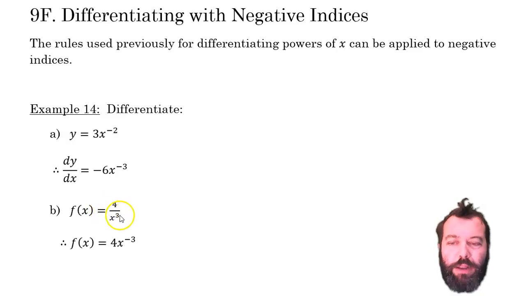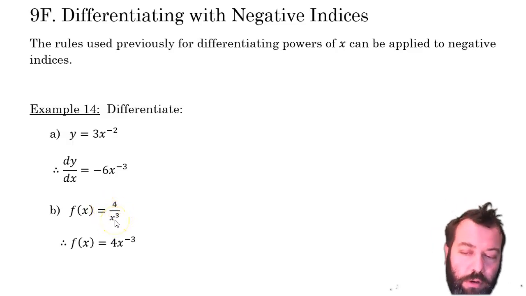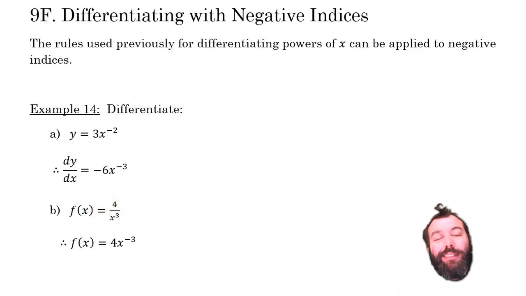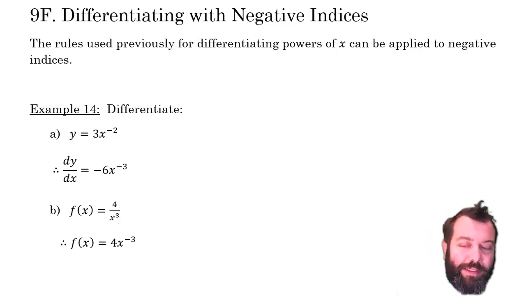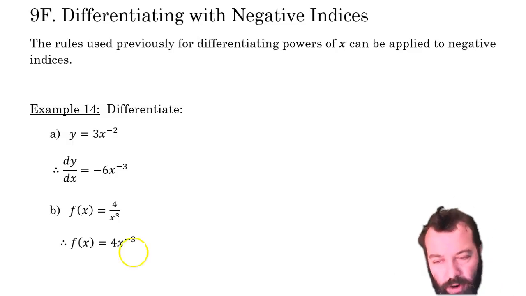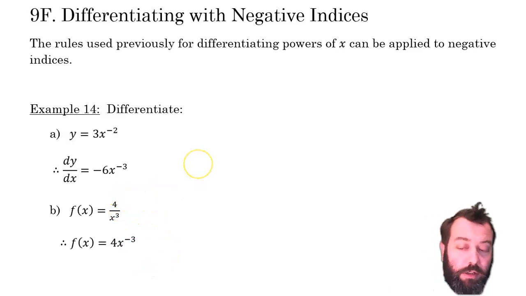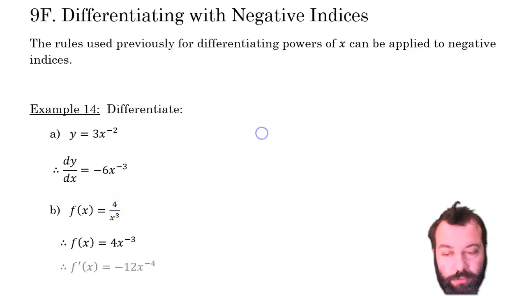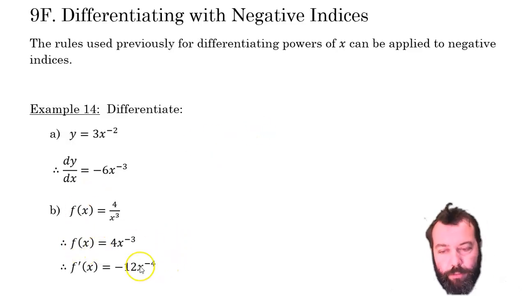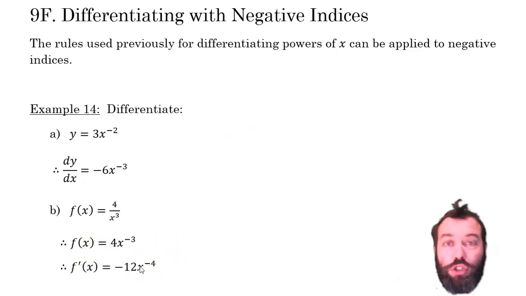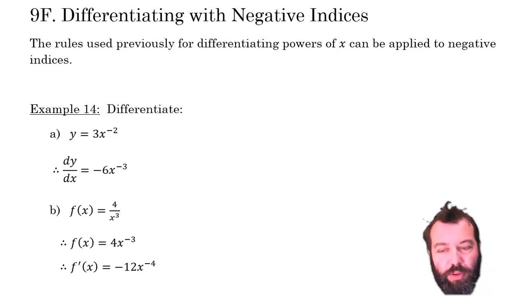So this time it doesn't necessarily look like a negative index, but x is down the bottom there, so I rewrite it with a negative index. Right, so we get 4x to the negative 3, then the negative 3 multiplies by 4 gives us negative 12, x to the negative 4. You may wish to rewrite that as negative 12 over x to the power of 4. It's up to you. I think that's perfectly fine like that.